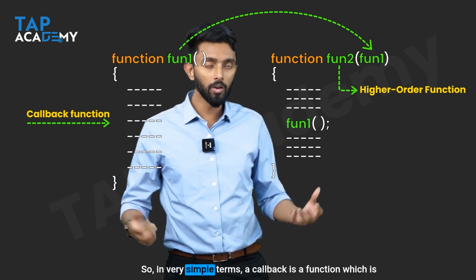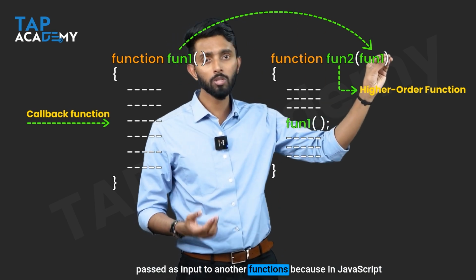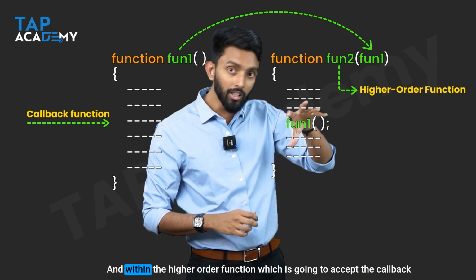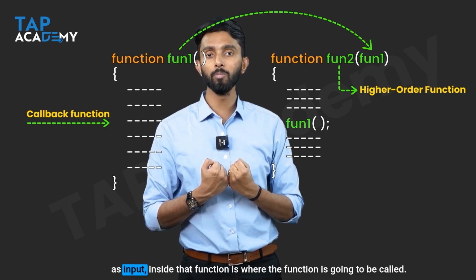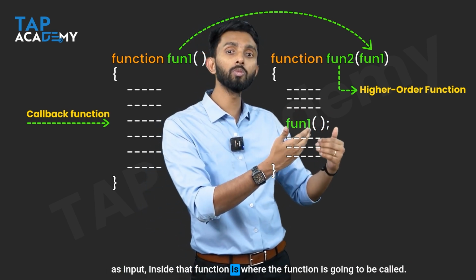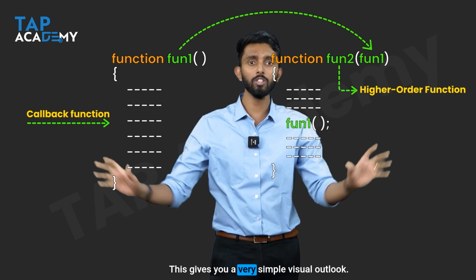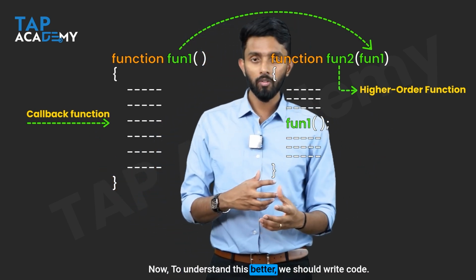So in very simple terms, a callback is a function which is passed as input to another function, because in JavaScript functions are objects and you can pass them as input. And within the higher order function, which is going to accept the callback as input, inside that function is where the function is going to be called. I hope it is clear. This gives you a very simple visual outlook. Now, to understand this better, we should write code.